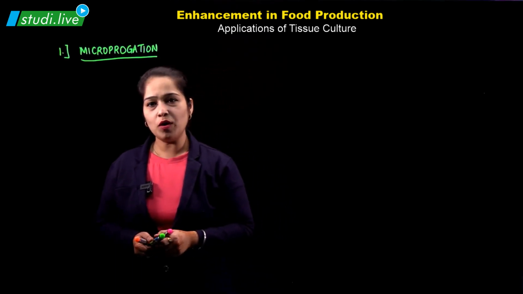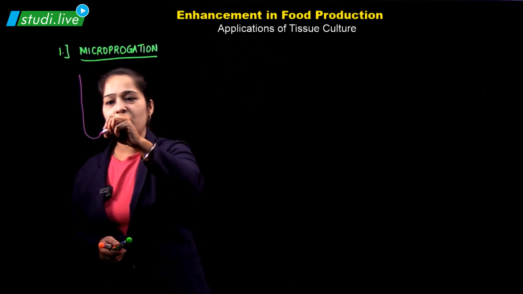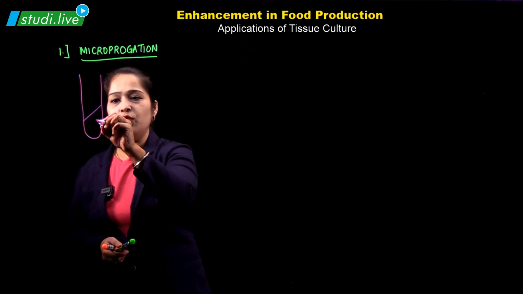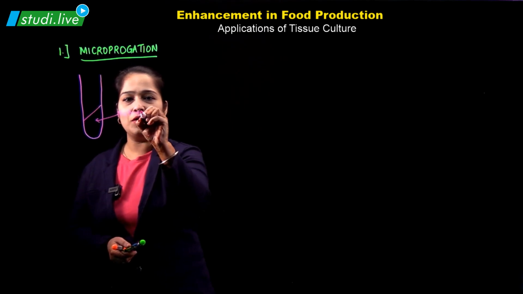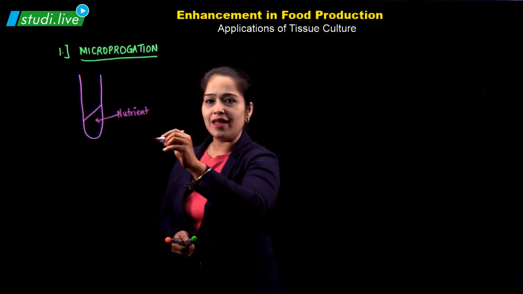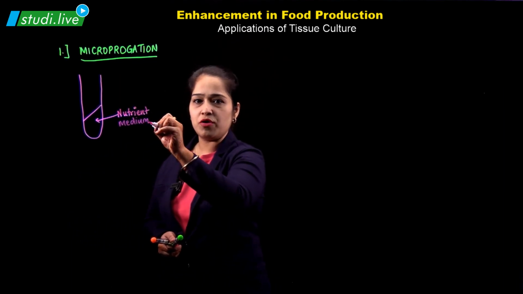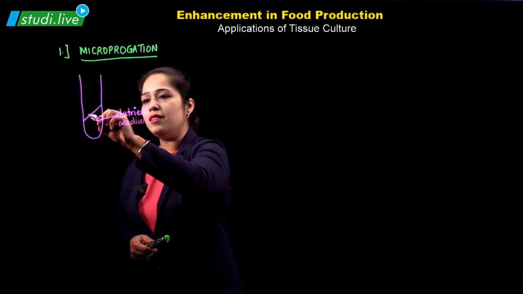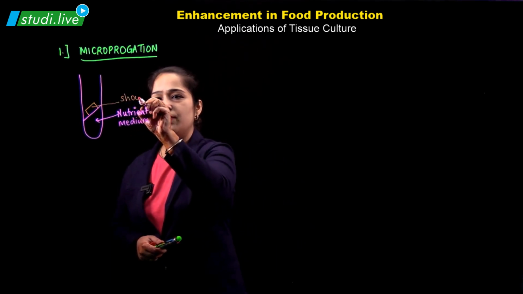Now for this, what we do is, this is our tube in which we have taken nutrient medium. This is our nutrient medium. As discussed earlier, this nutrient medium is going to be slanting so as to increase the surface area for absorption, and here we would be taking an explant. This explant is shoot apical meristem.